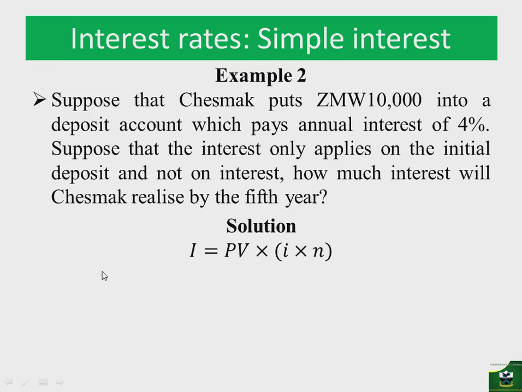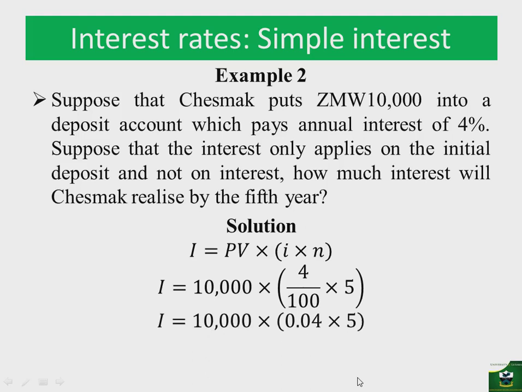So interest will be present value multiplied by the interest rate multiplied by the time period. If we substitute this, we will have 10,000, which is the present value or the principal, multiplied by 4 over 100, because we are looking at 4% a simple interest rate, multiplied by 5, which is the period for which the money will be invested. Simplifying what we have in the brackets, we will have 0.04 multiplied by 5, which will simply be 10,000 multiplied by 0.2. And if you simplify that further, you will have your interest of 2,000 kwacha. Meaning, investing 10,000 kwacha today for 5 years at an interest rate of 4%, which is simple interest, will give you interest of 2,000 kwacha.